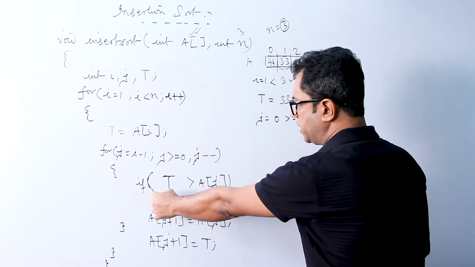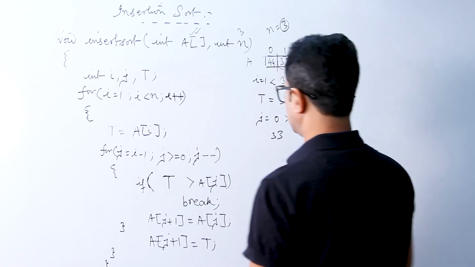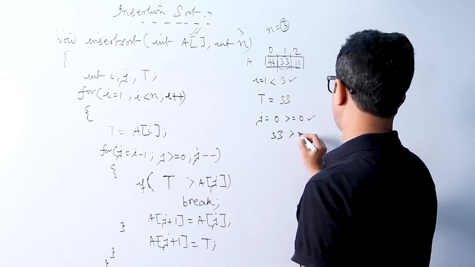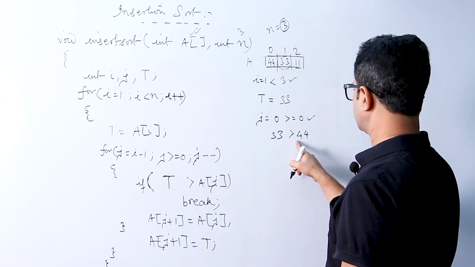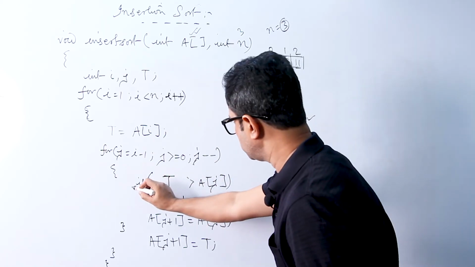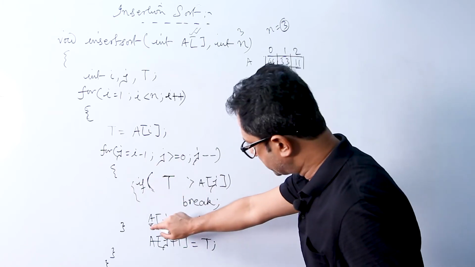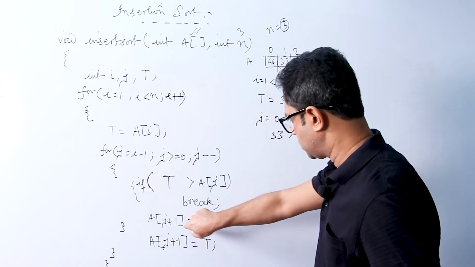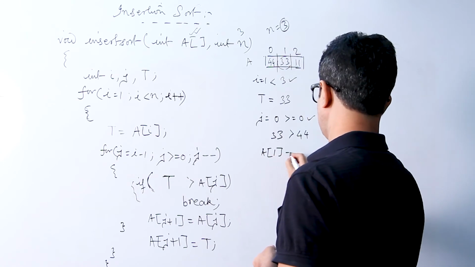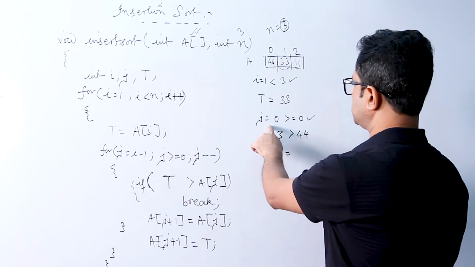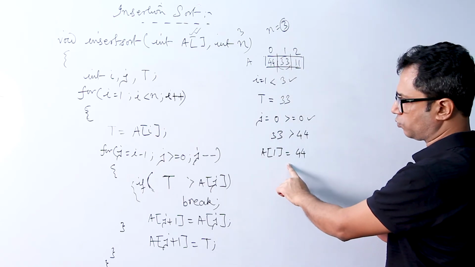Now there is a check: if t is greater than a[j]. 33 is greater than a0? What is a0? 44. 33 is not greater than 44, so this if will be skipped. We will not encounter the break statement and go to the next line of this for loop, that is a[j plus 1] equal to a[j]. What is a[j plus 1]? j plus 1 is 1, equal to a[j], a0, which is 44. So now a1 is equal to 44.